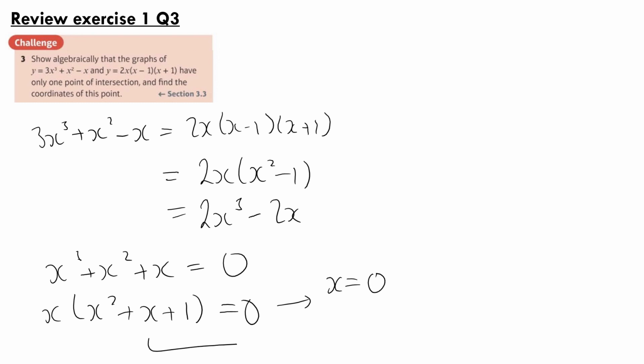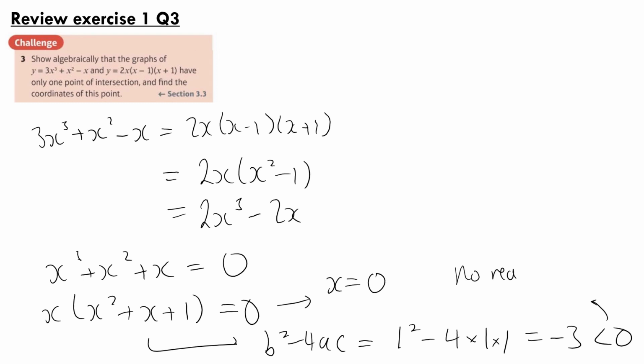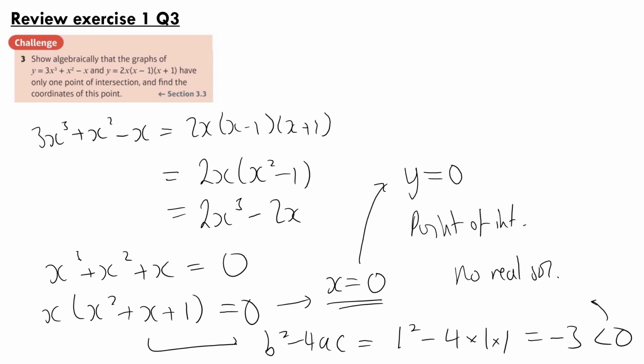And the quadratic in here, if we look at the discriminant, b squared minus 4ac, we get 1 squared minus 4 times 1 times 1, which is minus 3. And this is less than 0, so there are no real solutions to this equation. So we only have one point of intersection where x equals 0, and if we plug that into either one of the equations, we'll get that y also equals 0. So the point of intersection is the origin, (0, 0).